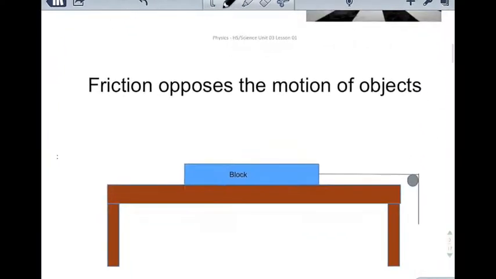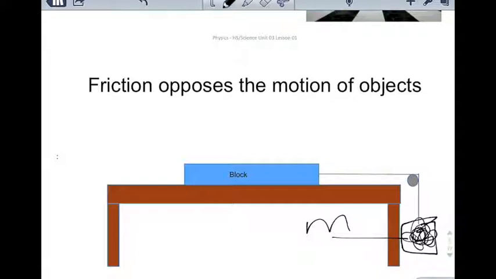So, we know that friction opposes the motion of the object. Now that's a definition that we learned in a previous section, but we learned about it in detail in the experiment that we did. We said, okay, I have a mass there, and that mass sometimes made this block move across the table and sometimes it doesn't.